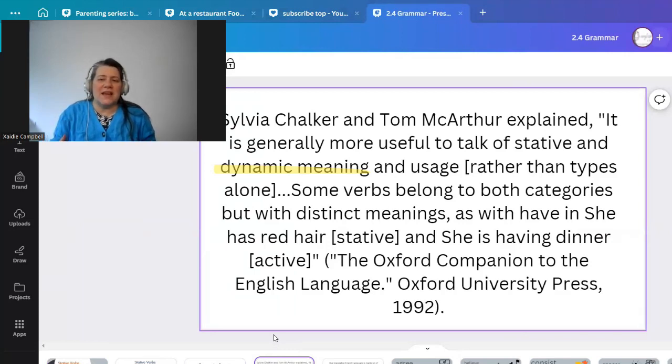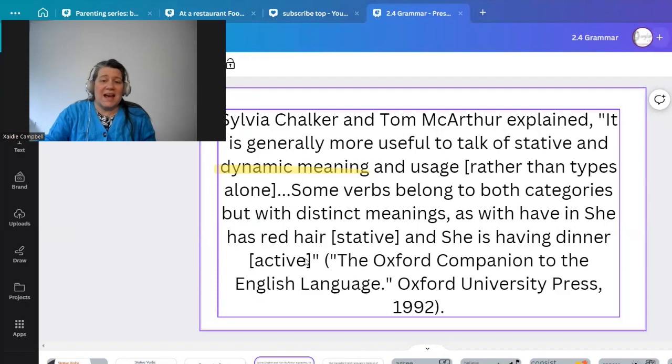We usually use stative verbs in a stative meaning, but if they have a dynamic meaning, then they would go into the progressive tense just fine. For example, she has red hair. She is having dinner. Okay? She has red hair. The meaning is that she owns it, that hair belongs to her. If she's having dinner, it means eating. Having actually means eating in that sense.